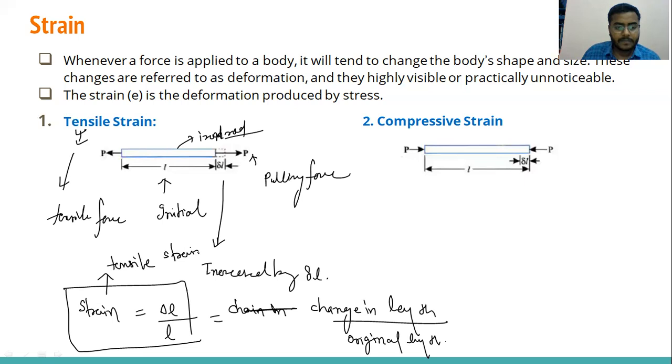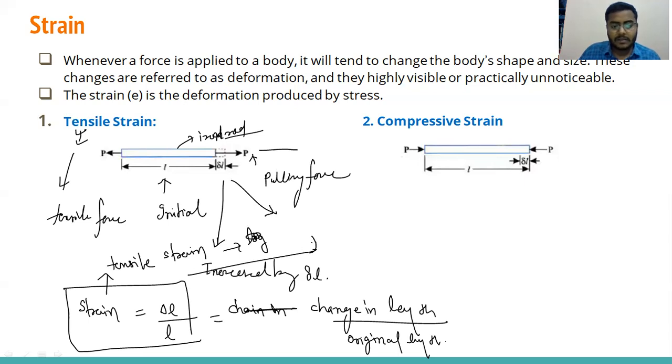Tensile strain. This is also what we can call longitudinal strain. Longitudinal or lateral only shows the direction. So when force is applied in this direction, whatever deformation or strain develops, the change in length will happen in this direction. So that is called longitudinal strain.